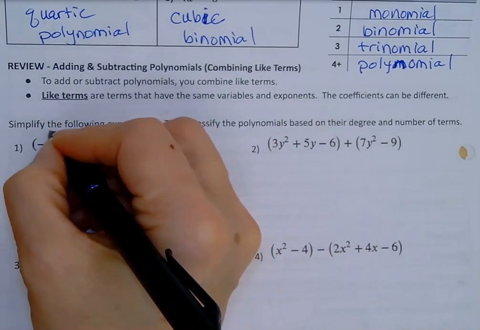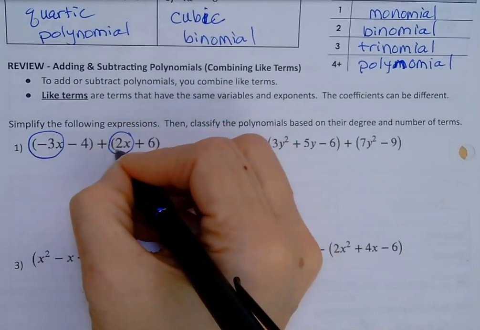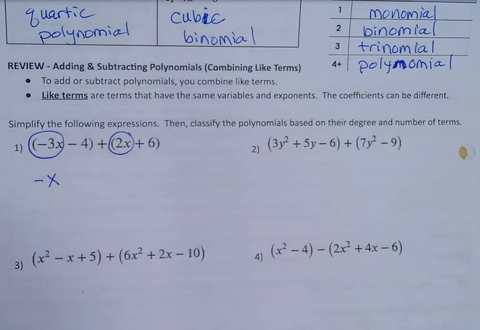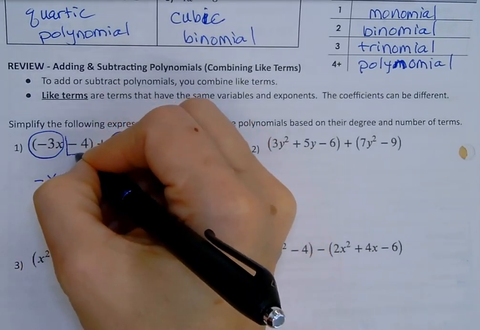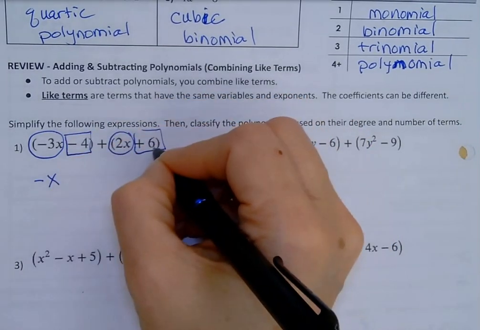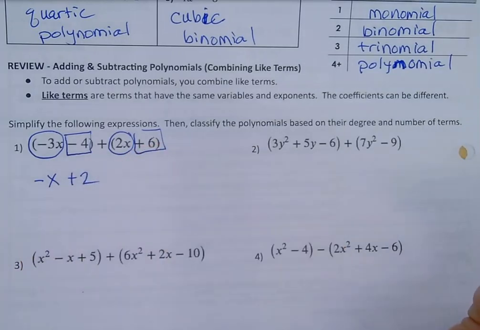I'm going to look for like terms. So I have negative 3x that I'm going to combine with 2x. Negative 3x and 2x is just negative 1x, but I'm going to write it like that. Okay, and then other like terms, constants are like terms. So I'm going to combine this negative 4 and positive 6, which is going to give me 2. That's it. I've combined those like terms, and that's what I've got.